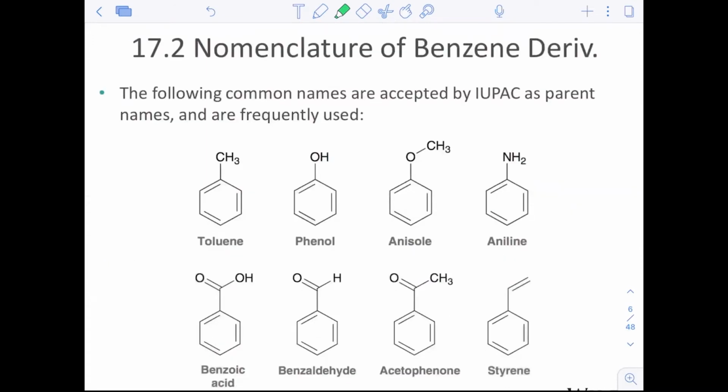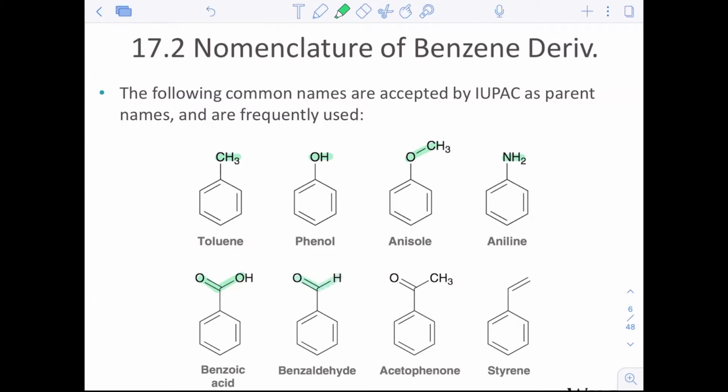A couple of common names that we should also be aware of. Having methylbenzene, right? CH3 group. Methylbenzene would be the systematic name. Toluene is the common name. Having a hydroxyl group on there is called phenol, all right? The ether OCH3 attached onto benzene is anisole. NH2 is aniline. Having one carboxylic acid is benzoic acid. Notice how it changes the parent name of benzene to benzoic acid.